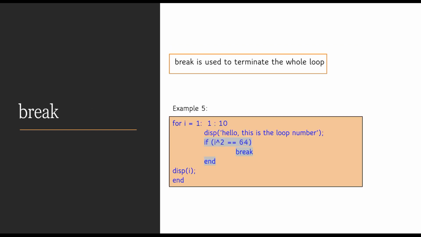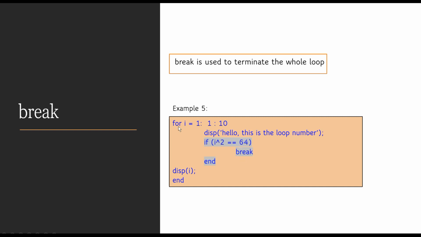Now we are going to cover two more keywords, the break keyword and the continue keyword. The break keyword is used to exit the loop, for loop or while loop. So let's take this example. For I assigned 1 to 10, we increase by 1 here, so we can omit it. We're going to display this text, hello, this is a loop number. And then in this line, we have the if statement.